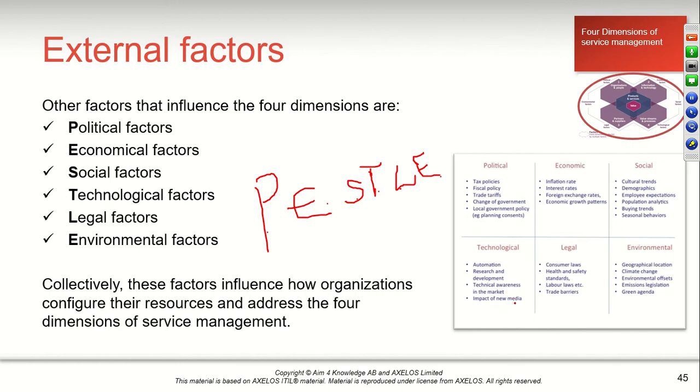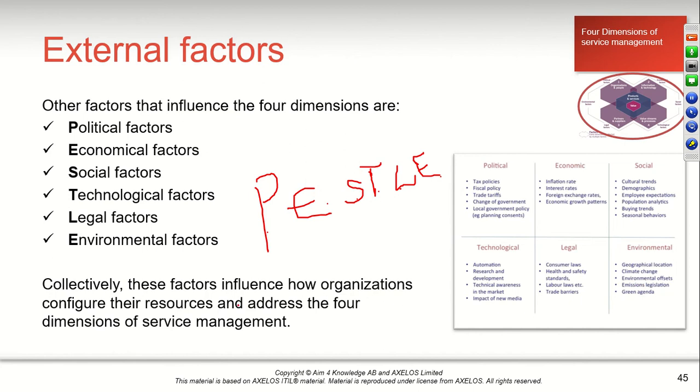Okay, that can be a technological factor that can influence the four dimensions. Under legal, we could have the consumer law, the labor law. Under the environmental factors, we could have geographical location, the climate change, the green agenda, the emission.